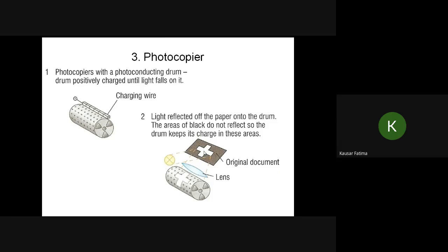Light from the bulb hits the paper and it reflects off the bright area. Okay, the white area will reflect the light. This light will pass through the lens and will fall on the drum. So on receiving the light, what will happen? Of course, this part will be receiving the light and it will lose its charge because it will become a conductor. Charge will flow inside. Okay, so the positive charge will go from this region. The rest of the region has positive charge on it because it did not receive light.